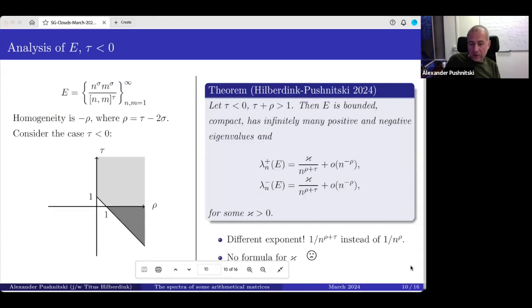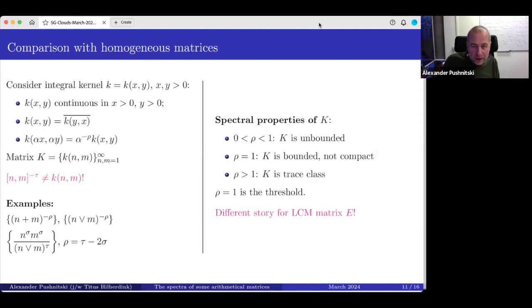Unfortunately, we don't have any formula for the asymptotic coefficient kappa. We are not able to compute it for any value of rho. And I think it's an interesting problem. I want to compare these results that I've just outlined.